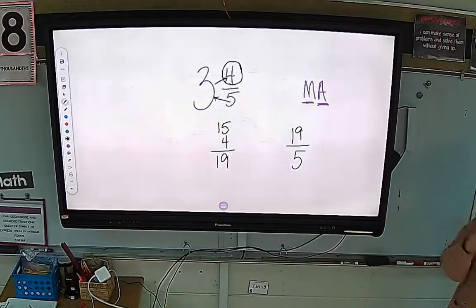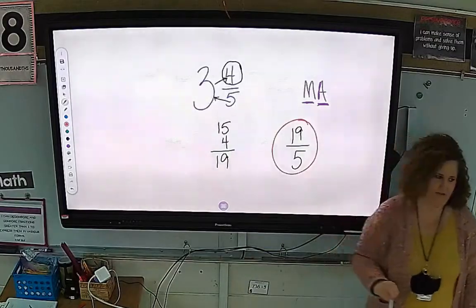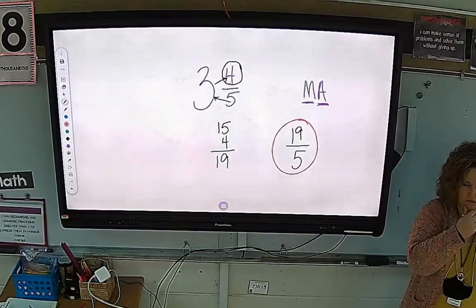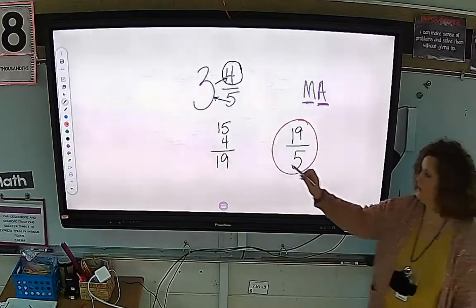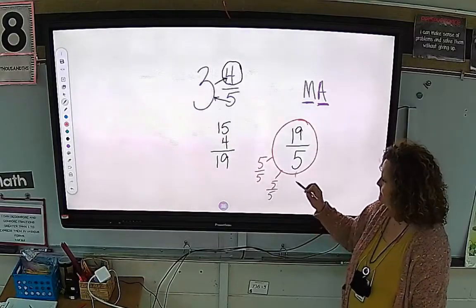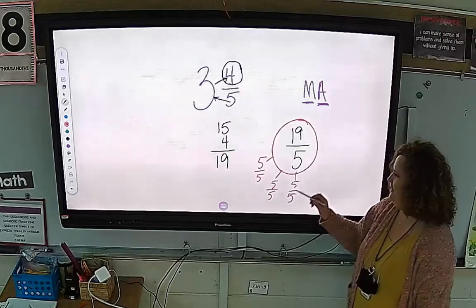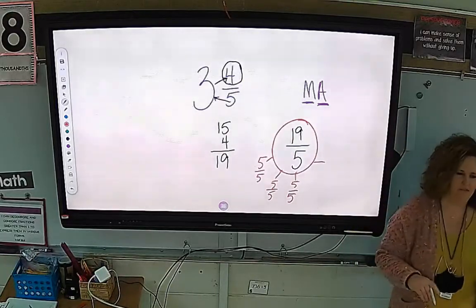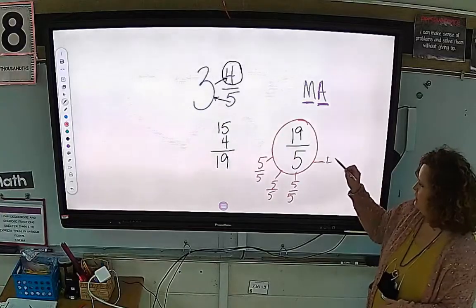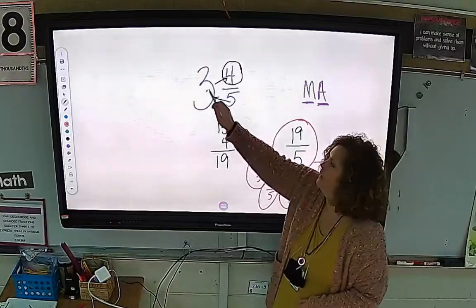If I'm not sure, I could reverse it. How many times can I get 5 fifths out of that? Well, 5 times what is closest to 19? 3. So I can take 5 fifths out of here 3 times. If I have 15 fifths, I take those away from 19 fifths, what's left over? 4. So 1, 2, 3. Three and four fifths.